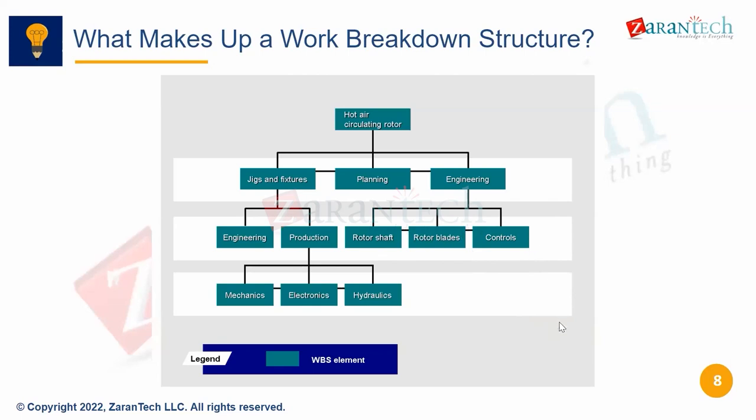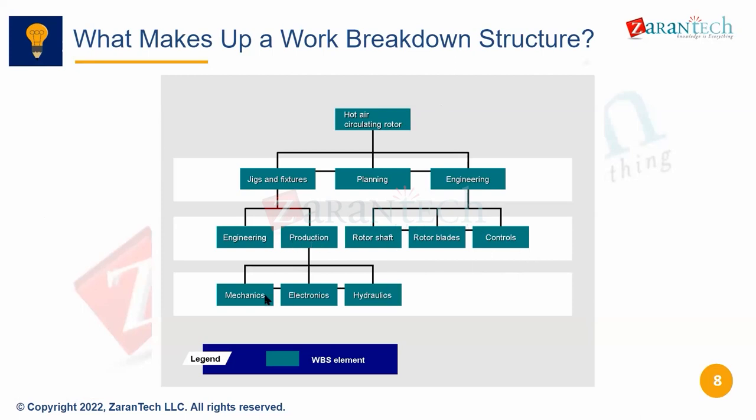Of WBS structure. In this picture, if you see, how many levels are there here? Four. Correct. Which is the level one? Hot air. Yes, absolutely correct. So this is the level one WBS element. These are level two WBS elements. Jigs, fixtures, planning, engineering are level two WBS elements.